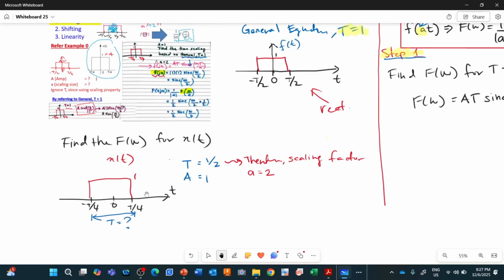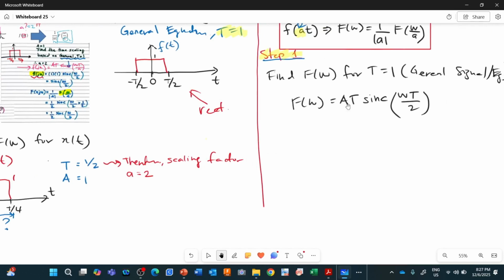Okay, so because in this question the A is given as 1, then you're going to substitute A equal to 1. If the question gives the amplitude as 2, then you're going to substitute 2. Okay, for this case, since it's A equal to 1, then you just write at the side here, for the general equation, T equal to 1, and A equal to 1 also. Okay, so we are going to substitute that. So A equal to 1, T equal to 1: 1 sinc omega 1 over 2.